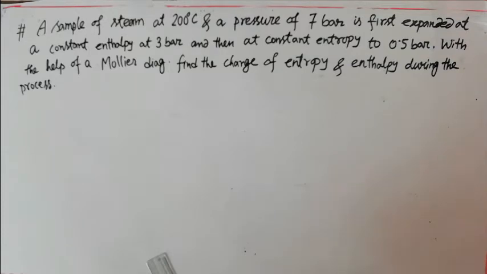The statement looks like this: a sample of steam at 200 degrees centigrade and a pressure of 7 bar is first expanded at constant enthalpy to 3 bar and then at constant entropy to 0.5 bar. So the steam is being expanded, and the expansion process is actually in two steps.